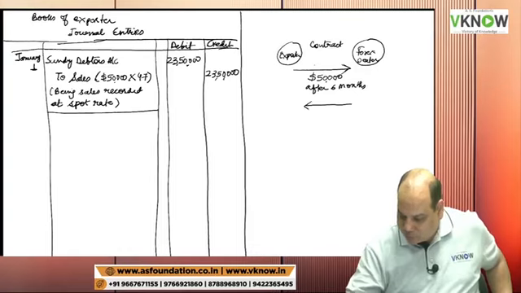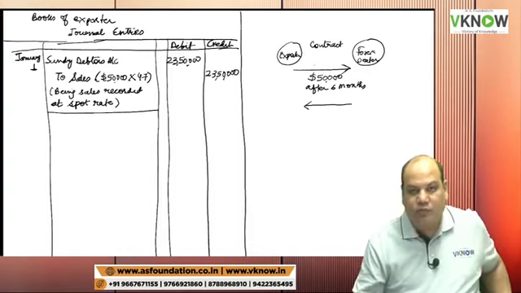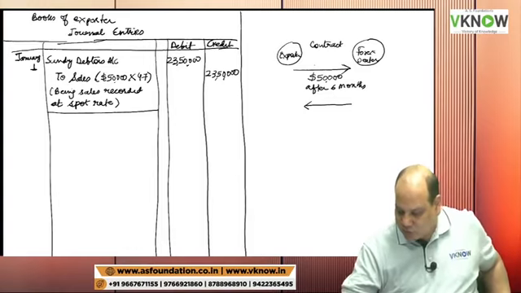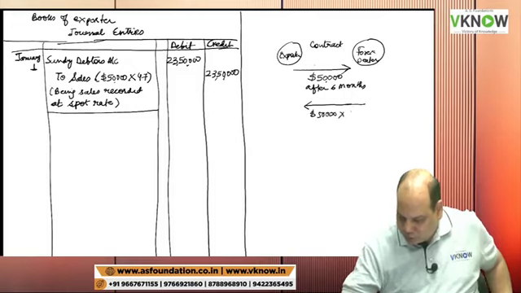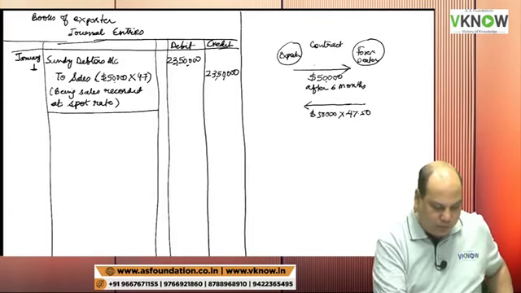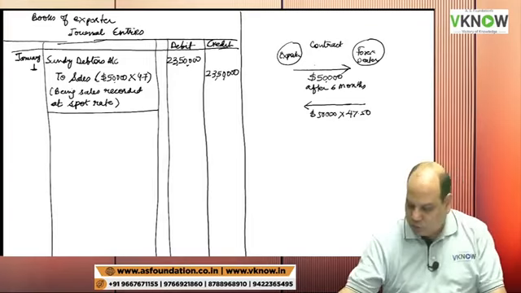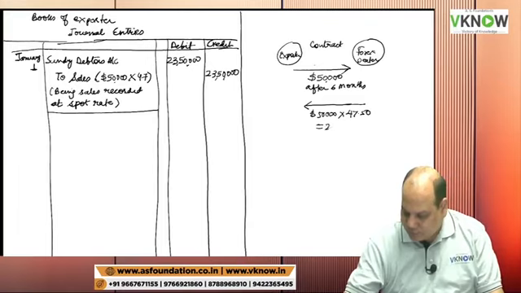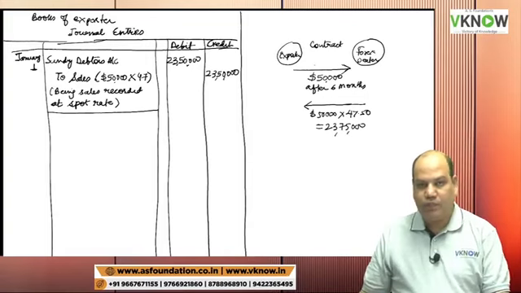And what is the forex dealer's obligation? The forex dealer will pay him 50,000 into 47.50, because the forex dealer has to pay him Indian rupees at the rate of 47.50. So that comes to 23 lakh 75,000. If you can understand this much, my job will be easy.